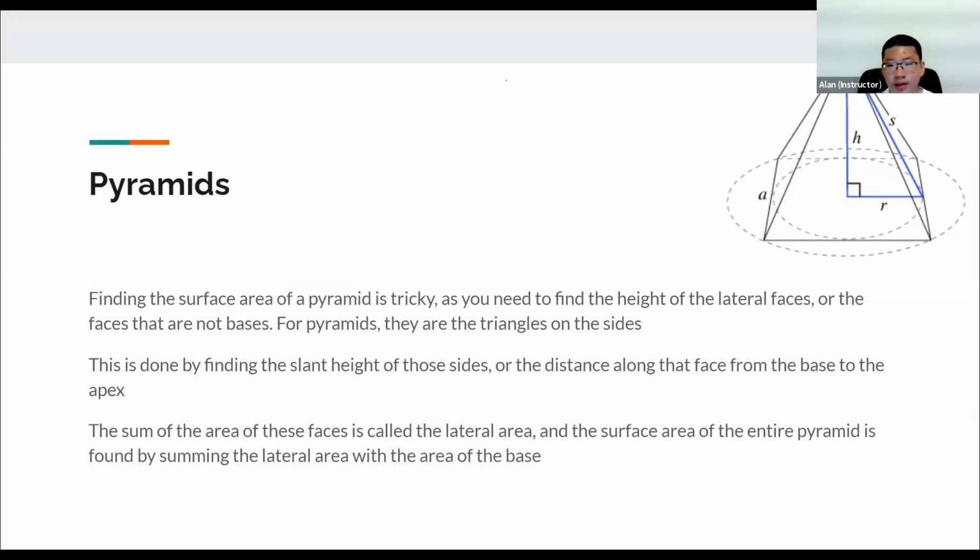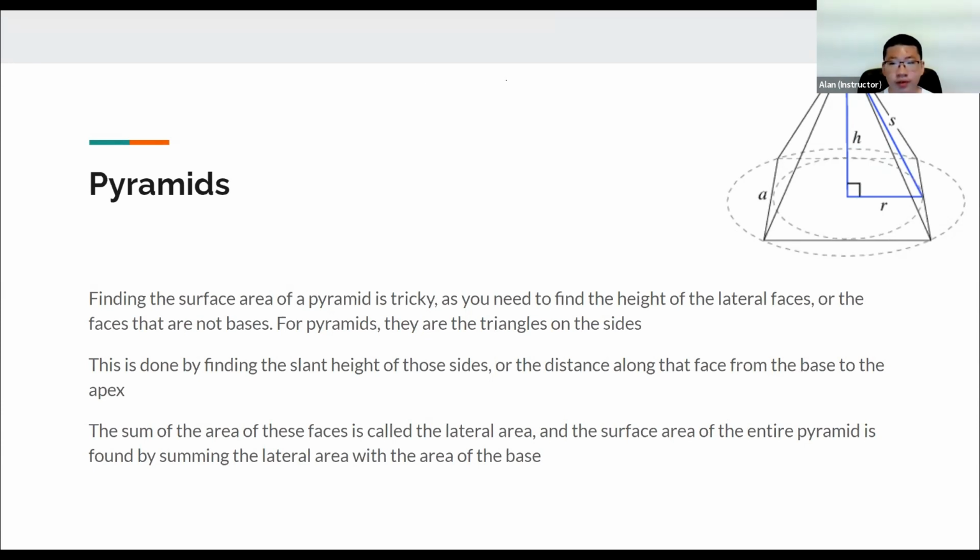All right, so the slant height is going to be this line, and in this picture it's denoted by the letter S, and it's the distance along the face, along these triangular faces, from the middle of the base to the apex, and the apex is the point on the very top. If you sum the area of those lateral faces, it's called the lateral area, and the surface area of the entire pyramid is found by adding the lateral area to the area of the base.